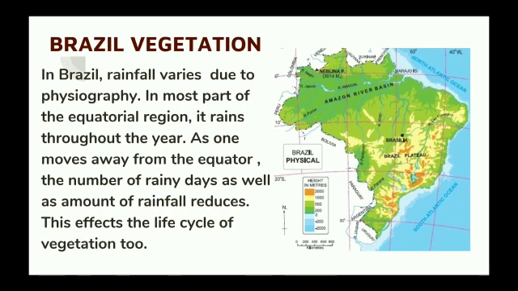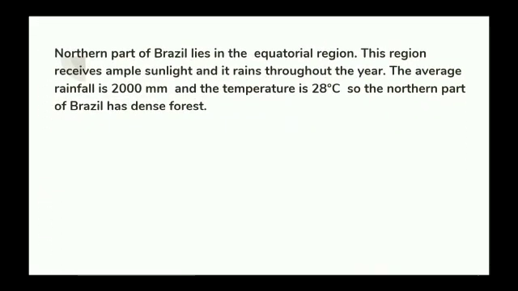If you look at the map, you'll understand the green is on the northern side. As you come down, you can see the shade becomes lighter. It comes to yellow color. The northern part of Brazil lies in the equatorial region. This region receives ample sunlight and it rains throughout the year. The average rainfall is 2000 millimeter and the temperature is 28 degrees Celsius. So the northern part of Brazil has got dense forest.